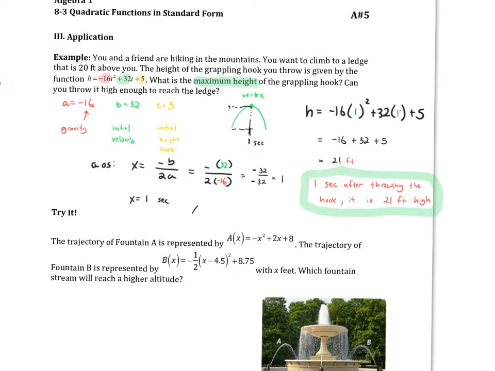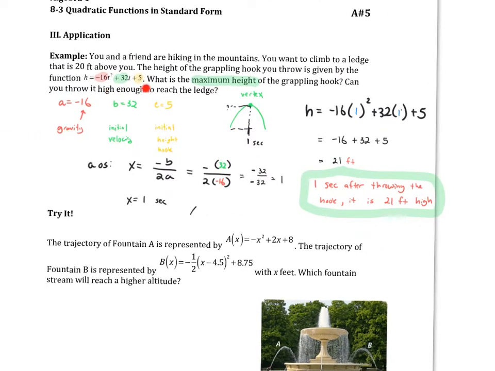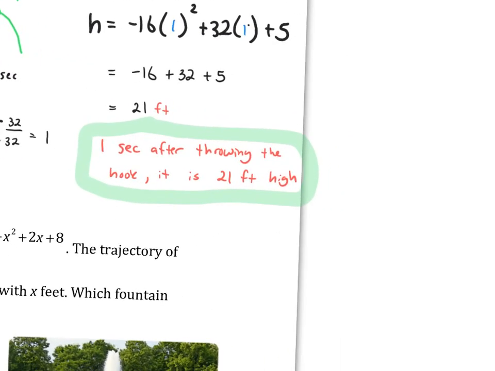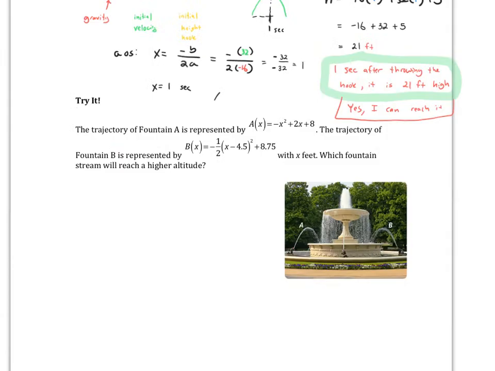And the question next says, can you throw it high enough to reach the ledge? And so that, obviously, because I reached 21 feet, which is a foot more than I need, the answer is yes, I can throw it high enough. However, whether you do or not is a completely different skill question. Now let's look at the next problem here.